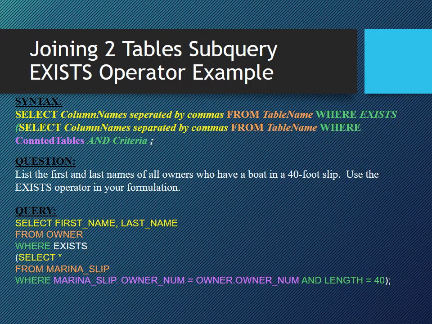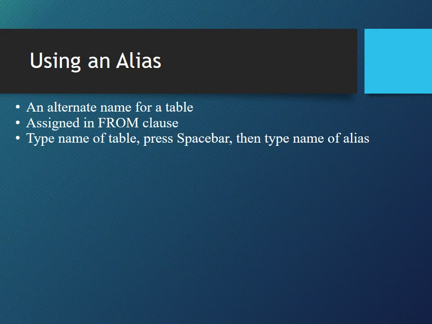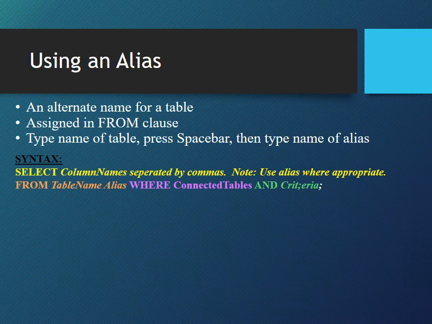So next we're going to look at aliases. Use aliases to keep from writing out table names over and over again in a query. When tables are listed in the from clause, you can give each table an alias, that is, an alternative name that you can use in the rest of the statements. To create an alias, type the name of the table, press the space bar, and then type the name of the alias. This is done in the from clause.